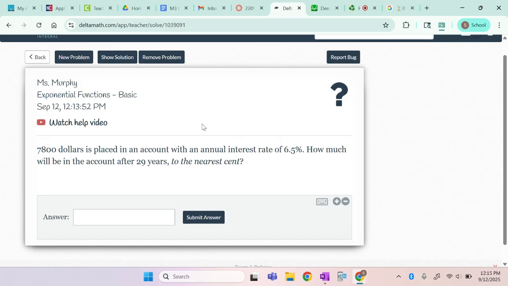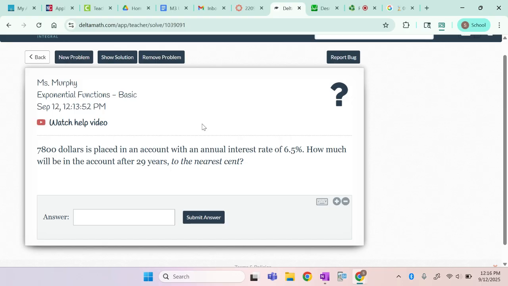All right. Now, how much time do they want to elapse? 29 years. So we're going to take this and make our function based off of the growth. So y equals 7,800 times 1 plus 0.065, all raised to the 29th power.